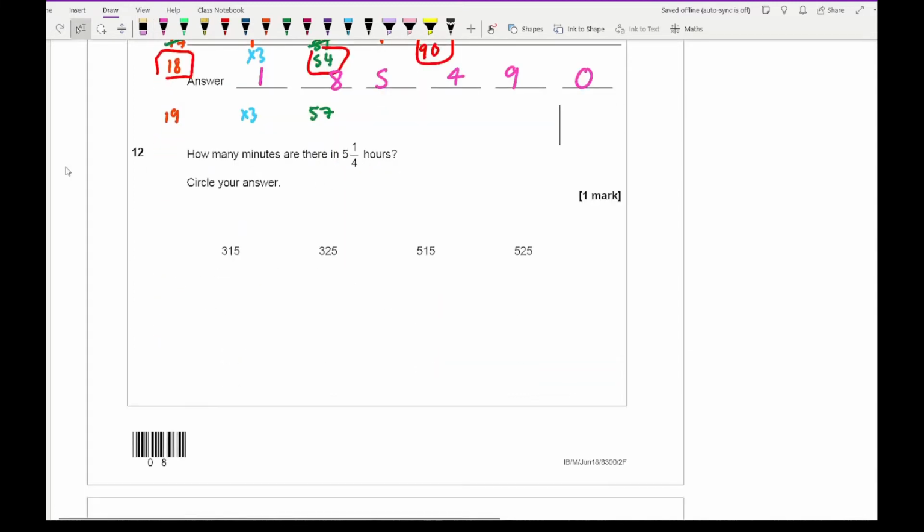Then question 12 says, how many minutes are there in 5 1/4 hours? Well, 1/4 of an hour equals 15 minutes. And 5 hours is 5 times 60, which is 300 minutes. So I'm looking for 315, which is our first option.